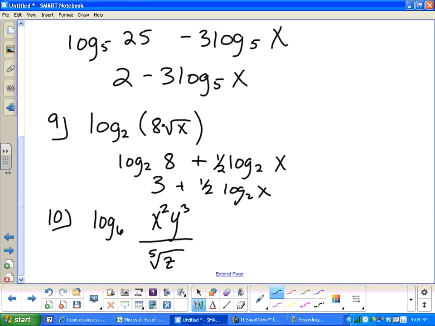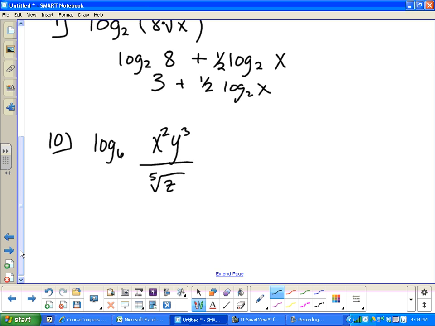Okay, now number 10. One thing that we should look at on number 10, especially that denominator there of the 5th root of z. Let's rewrite that first. A lot of times with logarithms here, we don't want to think in terms of radicals. We want to think of it in terms of exponents. So the 5th root of z would be the same thing as z to the 1/5 power.